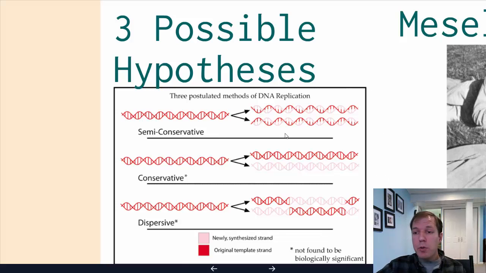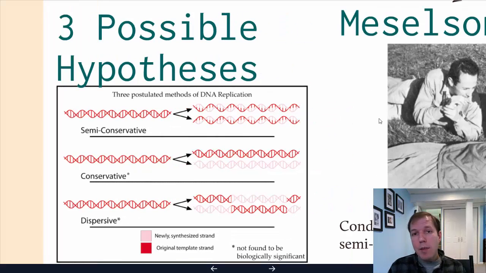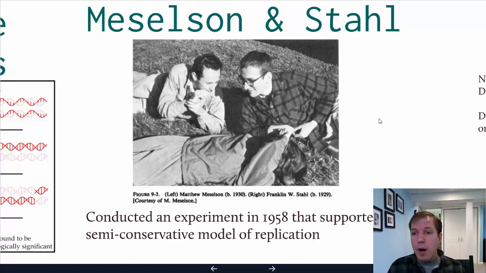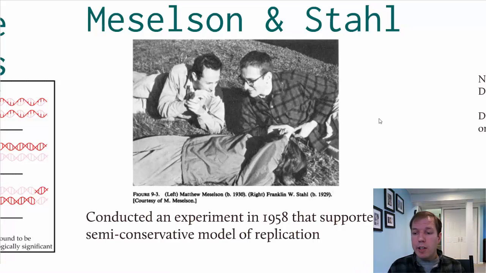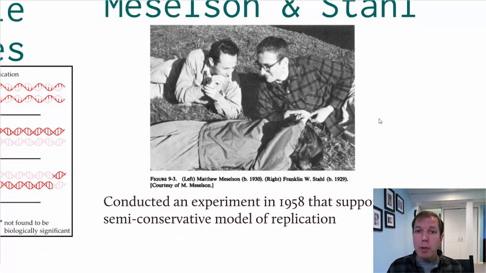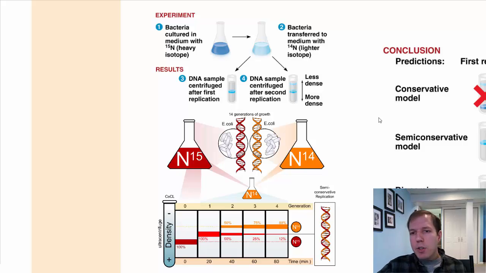All cells are really using the semiconservative method, and the people that were able to confirm that were primarily Meselson and Stahl, who in the late 1950s performed a famous experiment that supported this model of replication. Now, how did this work?